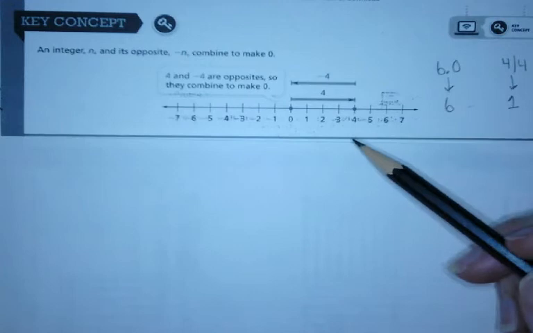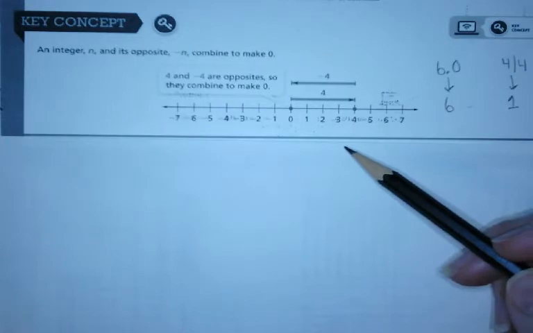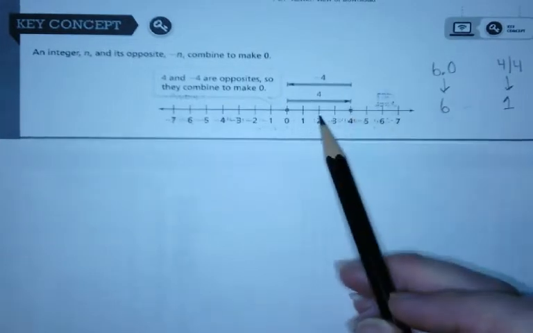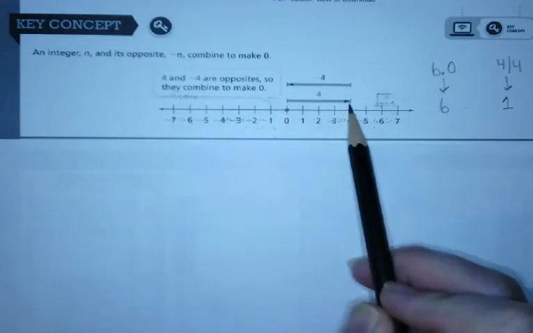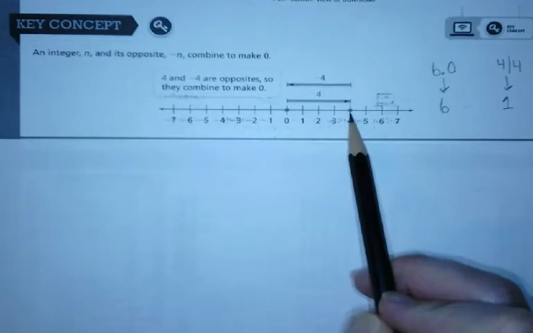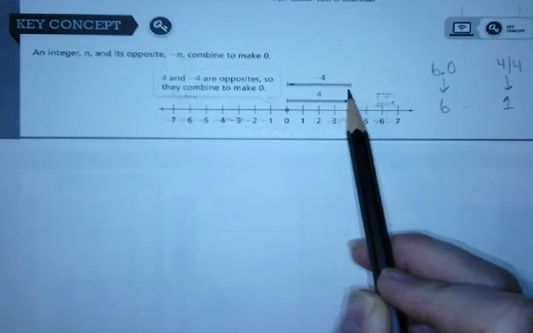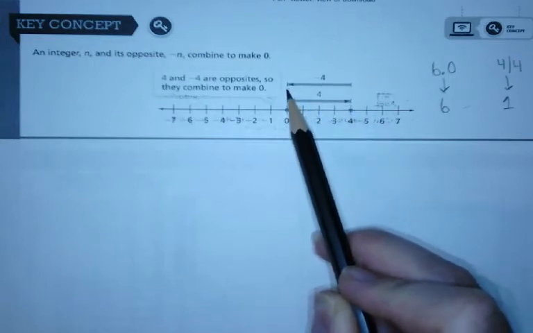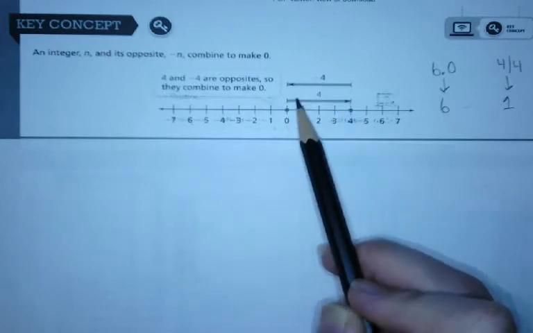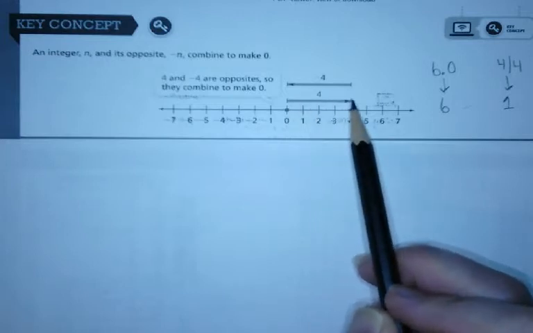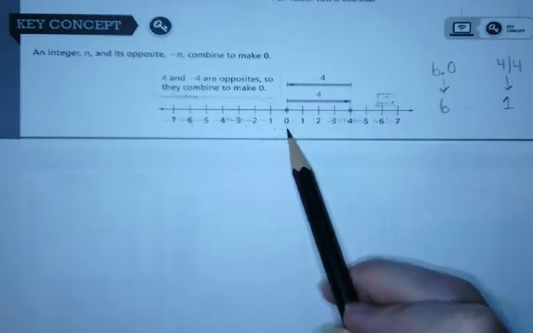Today we want to focus on opposite integers and how opposite integers can be combined to make 0. So in the example at the top, starting at 0, we have a value represented by this arrow of positive 4. We also have an arrow right above, same value, but going in the opposite direction, and that represents a negative 4. And the result, when you put the two together, moving to the right 4 and then moving to the left 4, results in a value of 0.